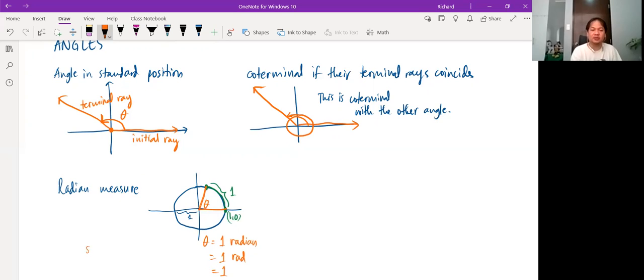So for example, if you see sine of 60, this is not sine of 60 degrees, but rather sine of 60 radians.